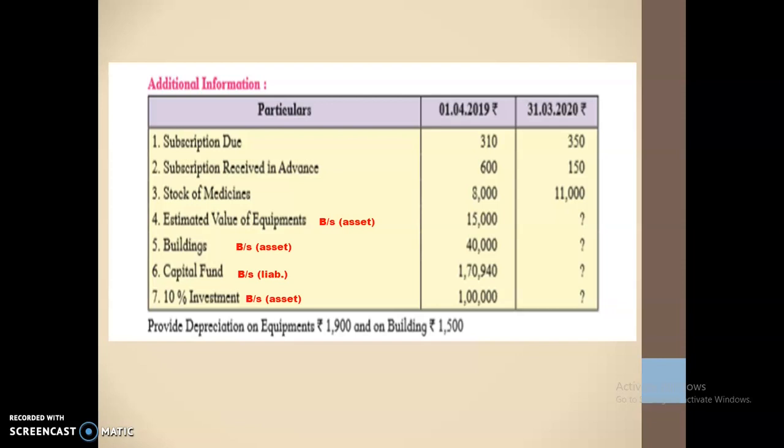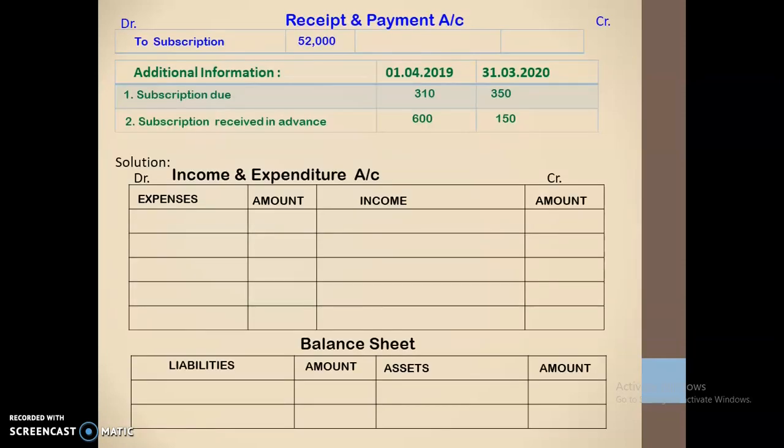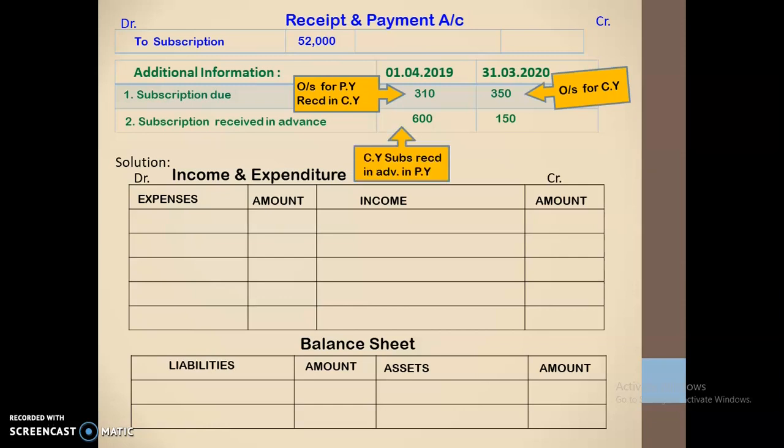Now we discuss subscription. In your receipt and payment account, subscription rupees 52,000 is given. And in the additional information, that is your adjustment, we have subscription due, that is your previous year outstanding subscription which has been received in the current year. Then 350 rupees is your outstanding subscription for current year. 600 is your current year subscription which was received in advance in the previous year. And 150 is your next year subscription which is received in advance in the current year.